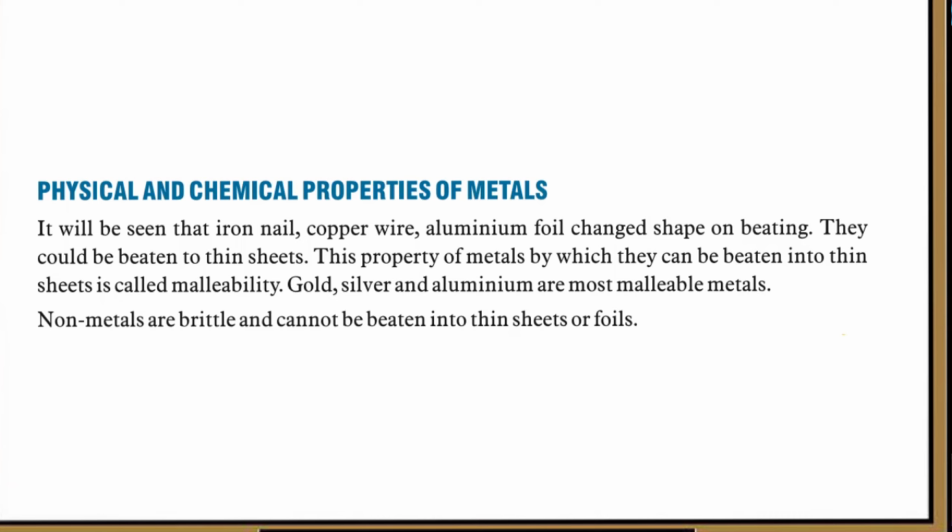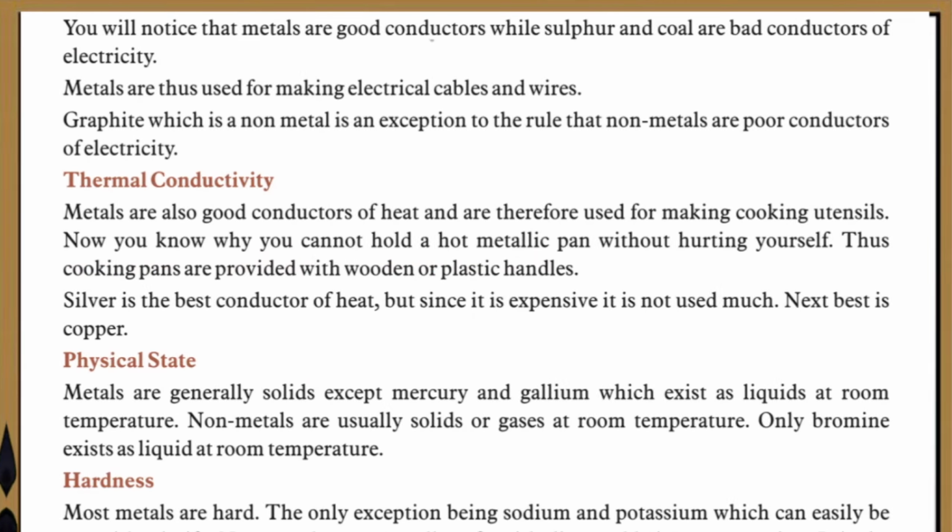It will be seen that iron nail, copper wire, aluminium foil change shape on heating. They could be beaten into thin sheets. This property of metals by which they can be beaten into thin sheets is called malleability. Gold, silver and aluminium are the most malleable metals. Non-metals are brittle and cannot be beaten into thin sheets.